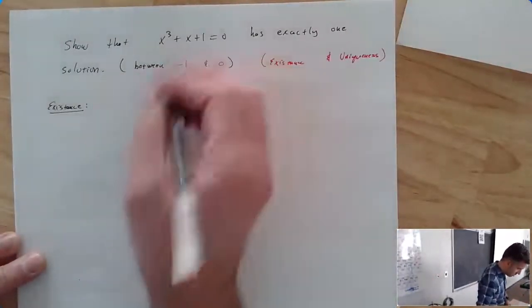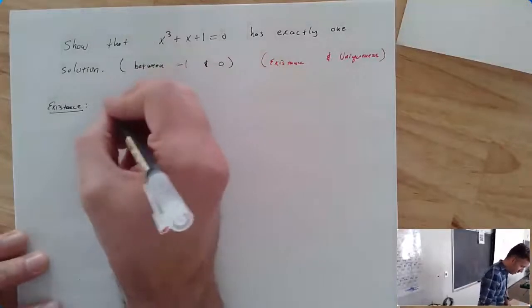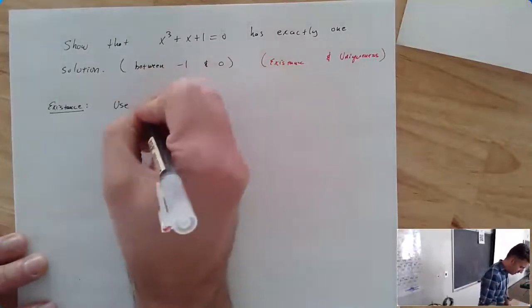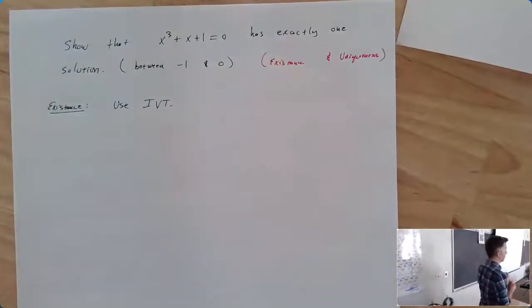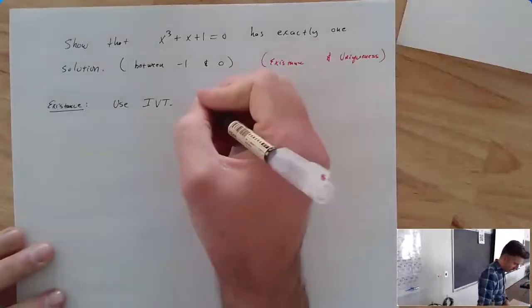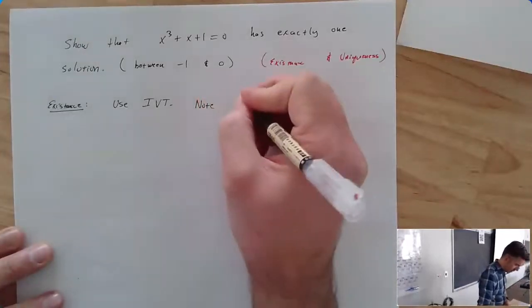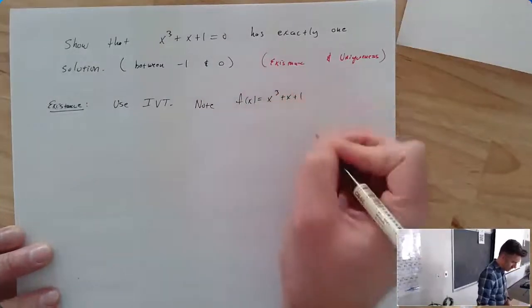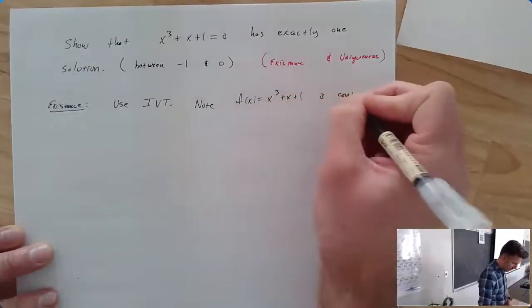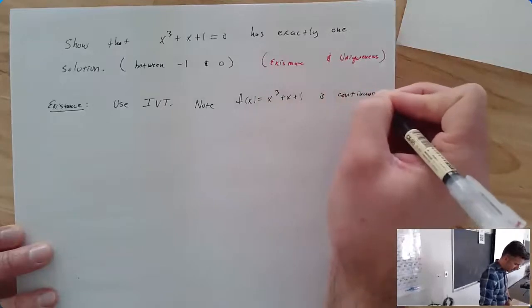So if I want to show there is a solution, I'm going to use the intermediate value theorem. And the intermediate value theorem first relies on the function being continuous. So I would just say we're going to note that our function, which I'm calling x cubed plus x plus 1, is continuous everywhere, certainly on the interval of interest.